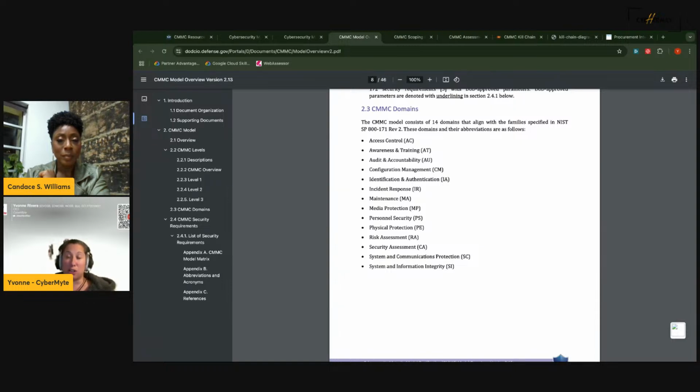Awareness and training is actually not just cyber, it's any type of training: training related to the job, incident response, COOP, disaster recovery training, cyber awareness training. It's just making sure that people on your team are being trained and are aware, so phishing training and awareness.